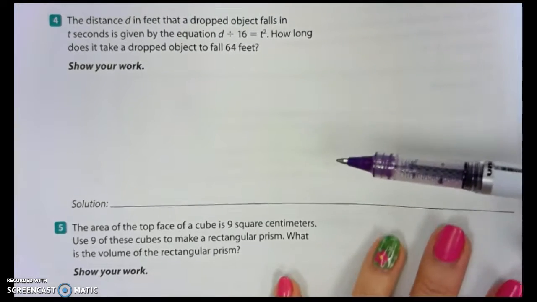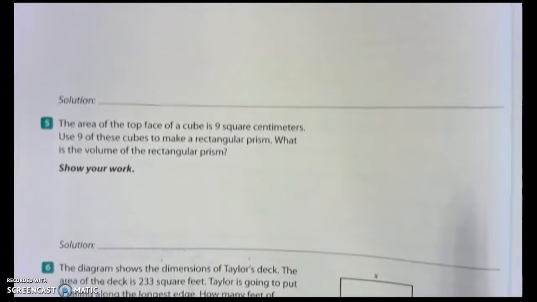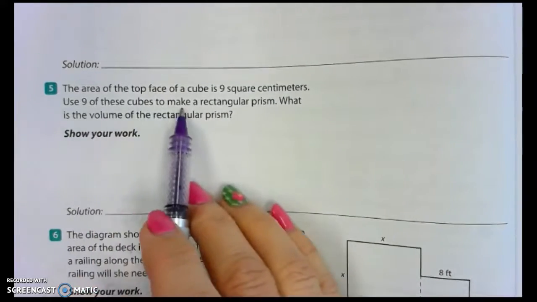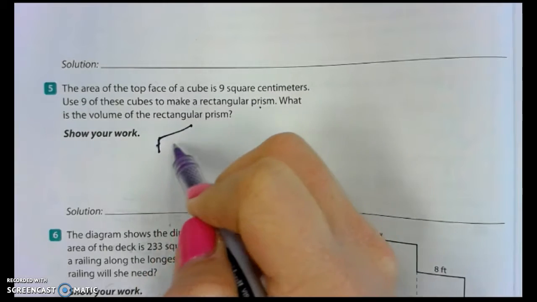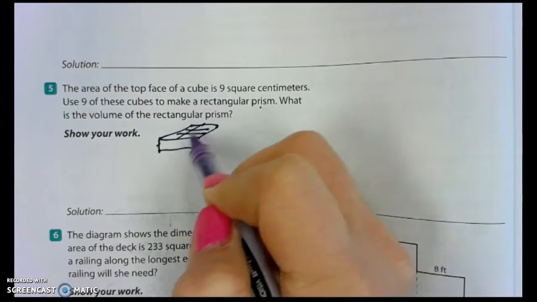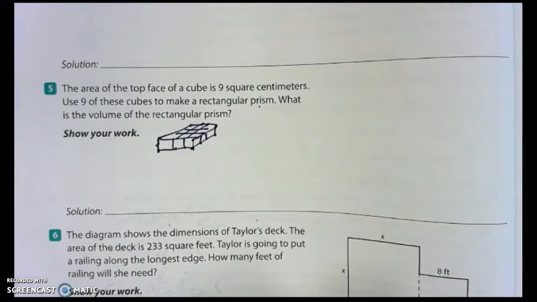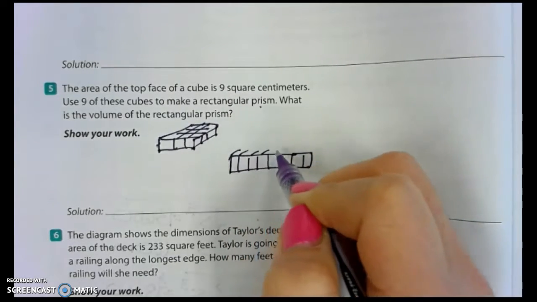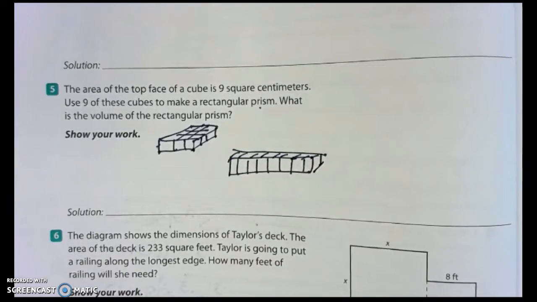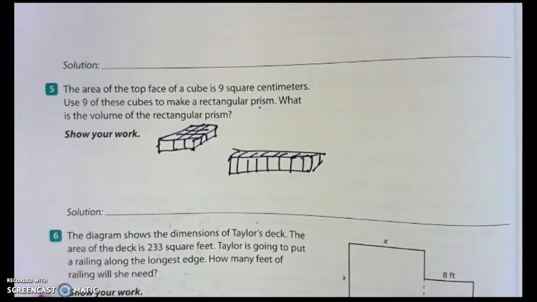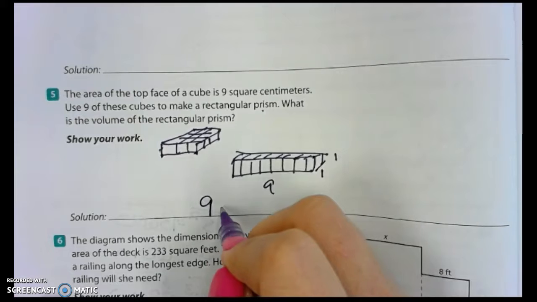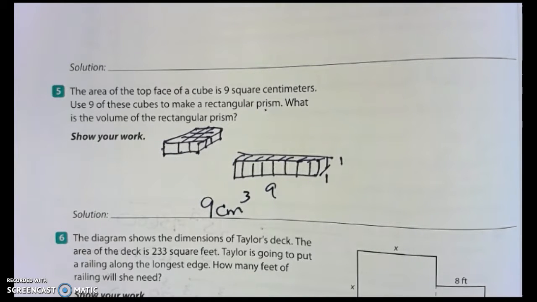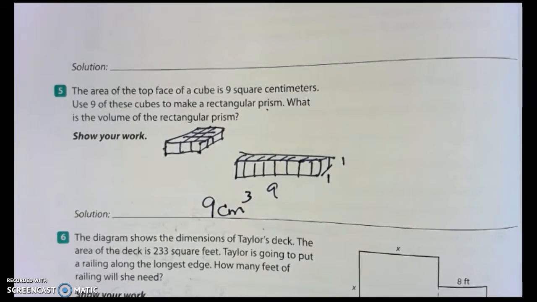Number 4 is the same question that was in the examples in our instruction book, so we're going to skip it. Number 5, the area of the top face of a cube is 9 square centimeters. Use 9 of these cubes to make a rectangular prism. So the top of the box was 9, and they want us to use those to make a rectangular prism. The only way to do that is to line those up as one column, like so. And then your volume would be length times width times height, or 9 times 1, which is 9. And that is in centimeters cubed. So the area was 9 centimeters squared. The volume is 9 centimeters cubed because of the shape of that prism.